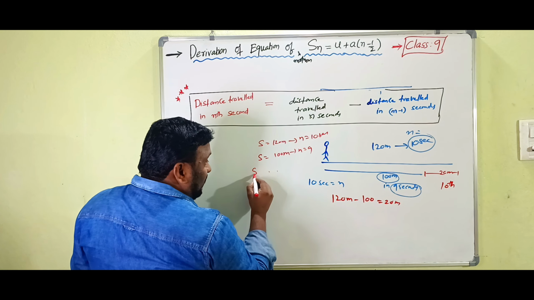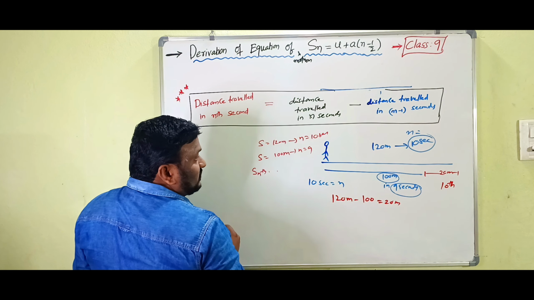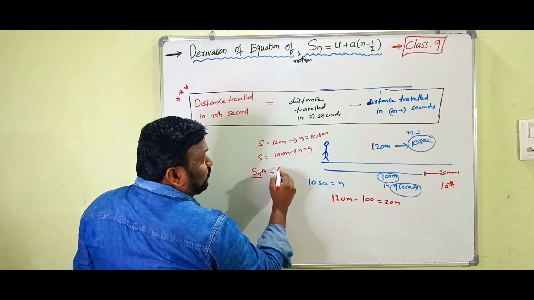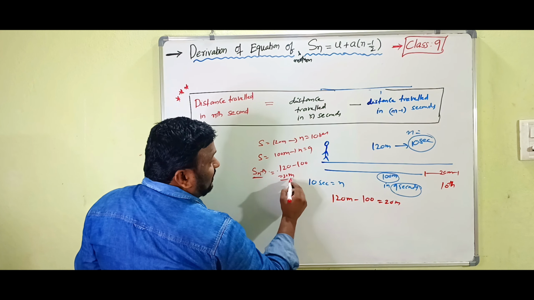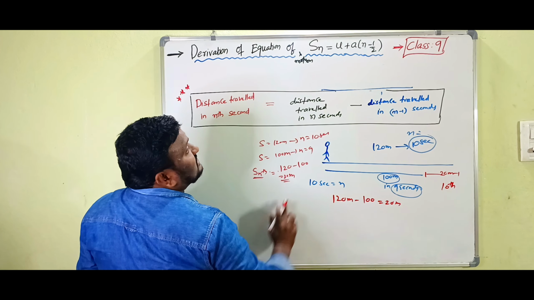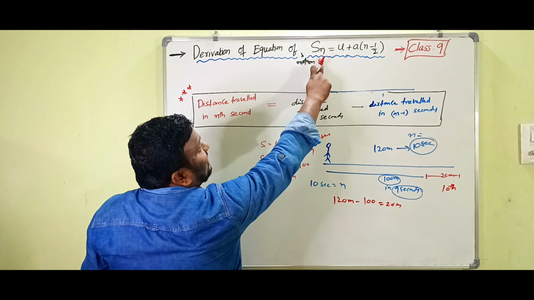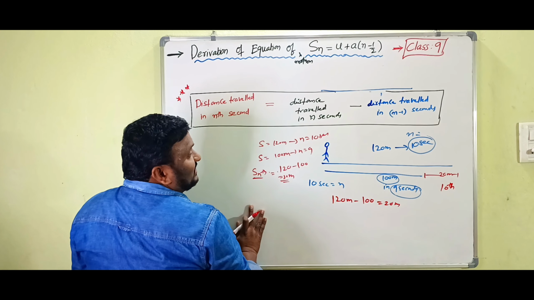And now s nth. Clear? So in the last 1 second how much did he move? 120 minus 100, that is 20 meters. So that is Sn, the distance traveled in the nth second.